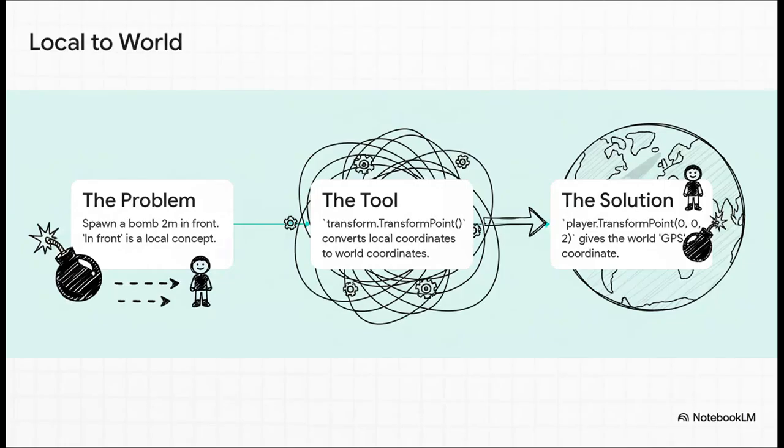So here's a classic problem. Your code says, I want to spawn a bomb 2 meters in front of my player. See, in front of is a local dashboard direction, but Unity's function to create objects needs a world GPS coordinate.